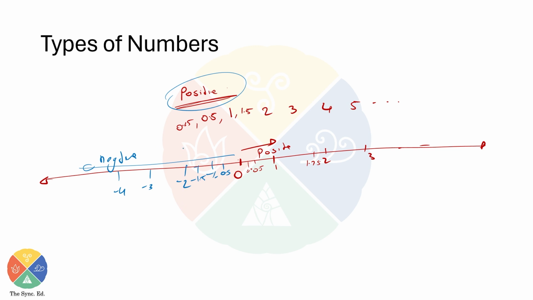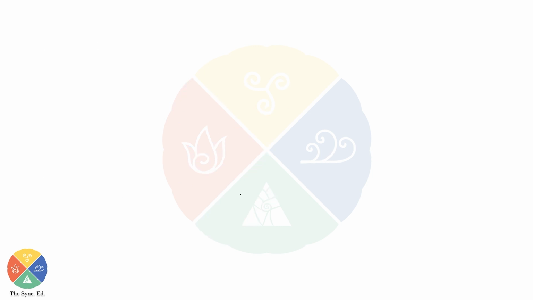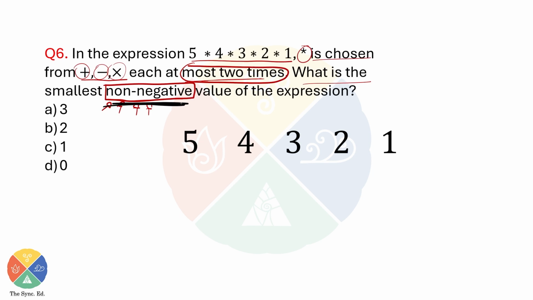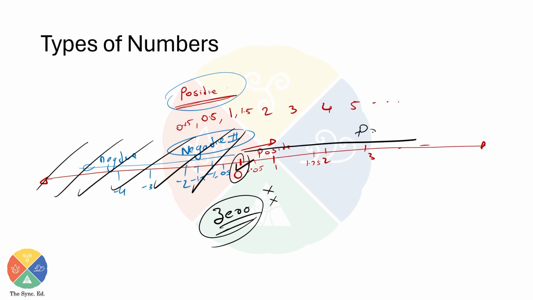First category is positive numbers. Second category is negative numbers. And the third category, interestingly, is just 0. So if someone asks you what is 0, that's a separate category. It is not positive. It is also not negative. It's neither positive nor negative. Now, if you look at the word they are using, non-negative, it basically means that the number should not be negative. So the number either can be 0 or a positive number.